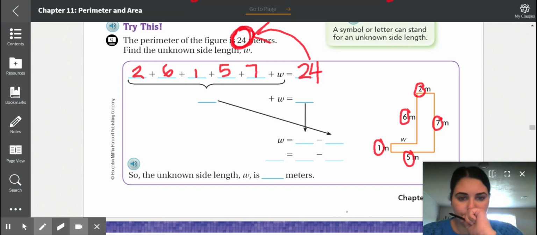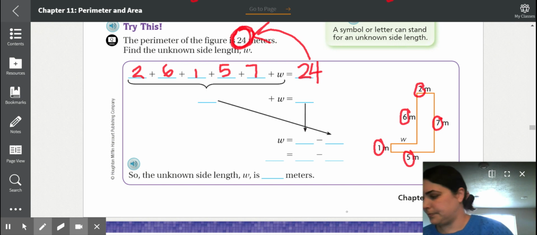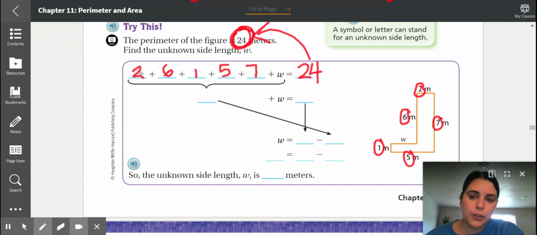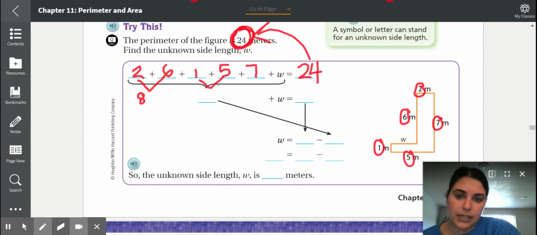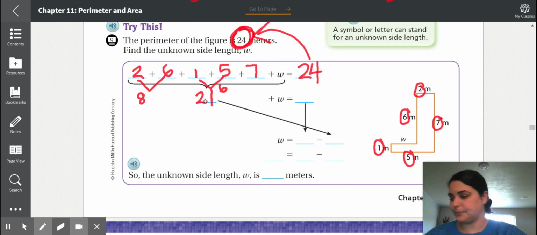All right. So let's add 2 plus 6 plus 1 plus 5 plus 7. Okay, that is step 1. Well, let's see. 2 plus 6 is 8. And 5 plus 1 is 6. And we know that 8 plus 6 plus 7 will be 21. Okay.